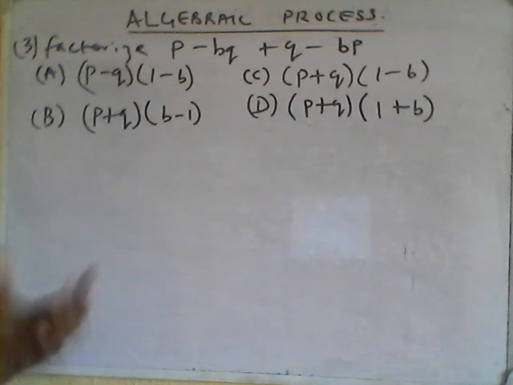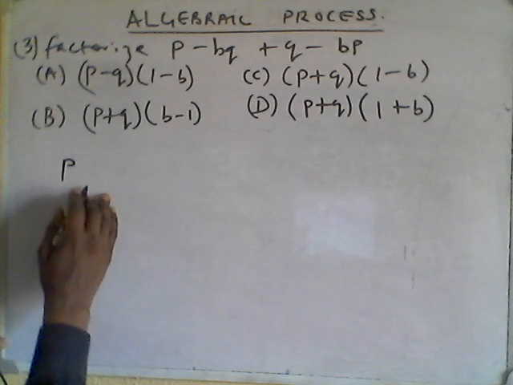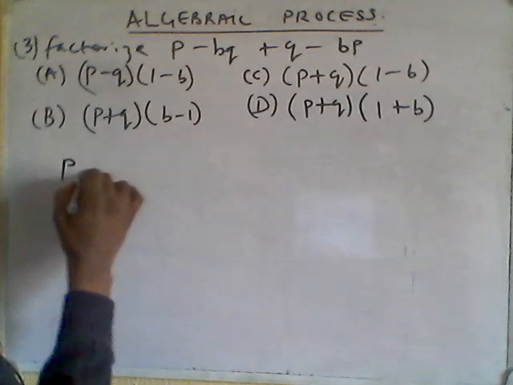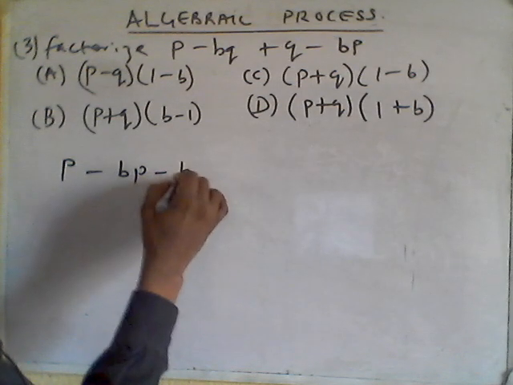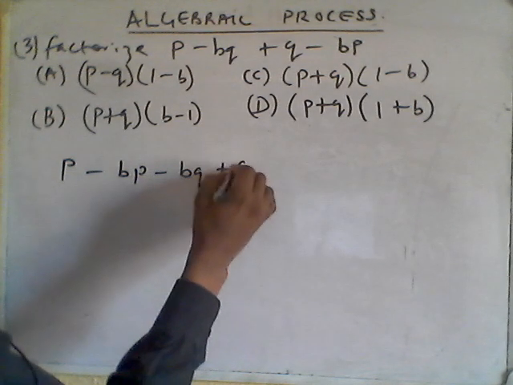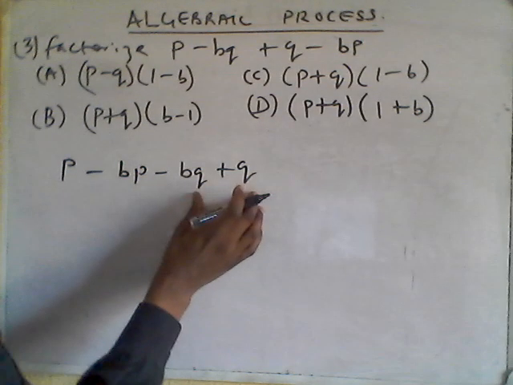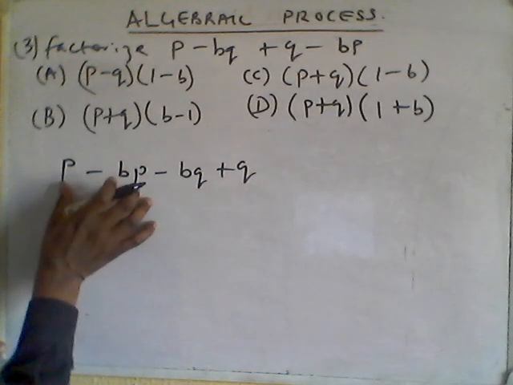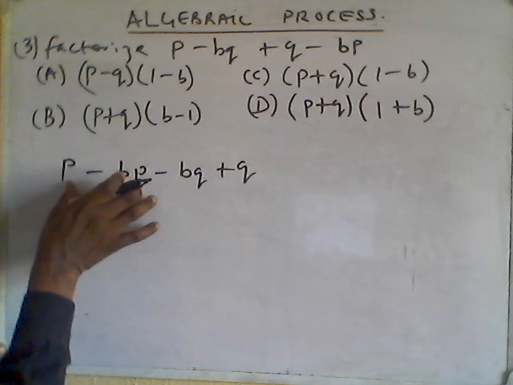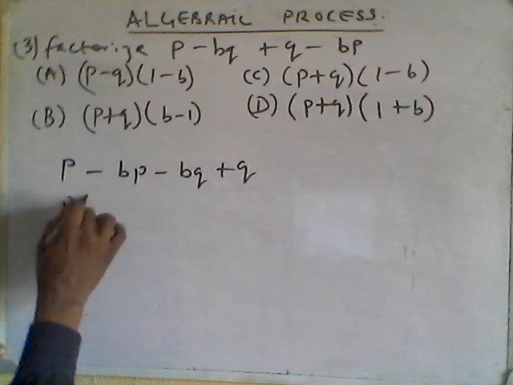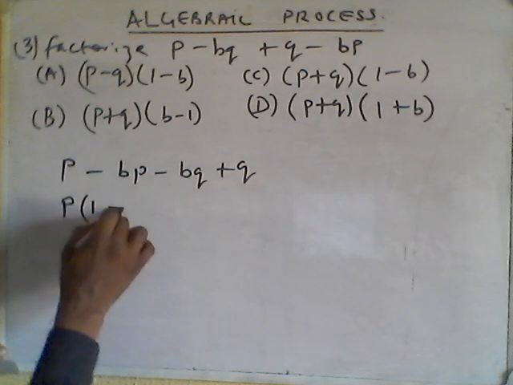The first thing we do is to try and collect like terms. So I have p, and the next one where I have a p is this last term, so minus bp. Then I said minus bq plus q. So in the first two terms I have a p, in the last two terms I have a q. So I can factorize. I will look at the common term. So in these first two terms I have p as common. I bring p outside. So if I do that, p into this first one is 1, minus p into this second one is b.